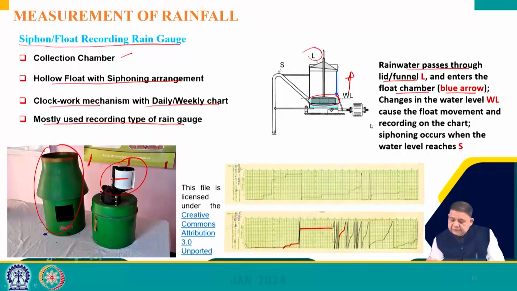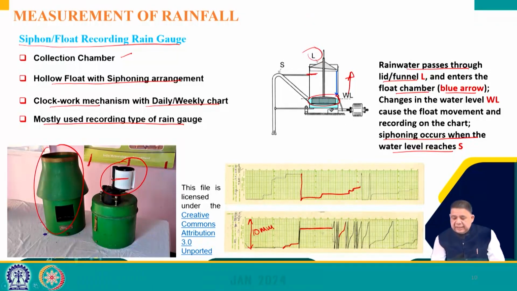And of course, this has a siphoning arrangement, because siphoning occurs when the water level reaches a predefined level, S in this case. The moment the water level reaches it, that is how these charts are calibrated. Typically, this is 10 millimeters: the calibration is such that when 10 millimeters of rainfall occurs, siphoning takes place. And as you can see, the pen simply comes back to the 0 level, and then again it starts recording.